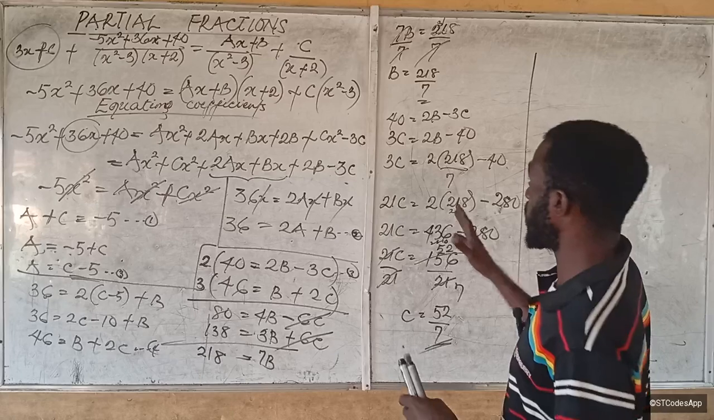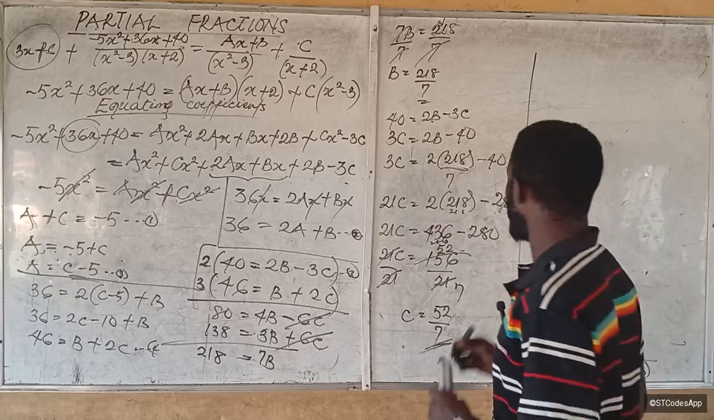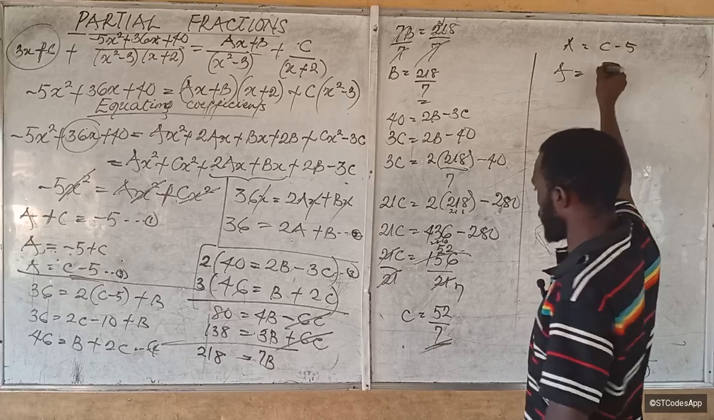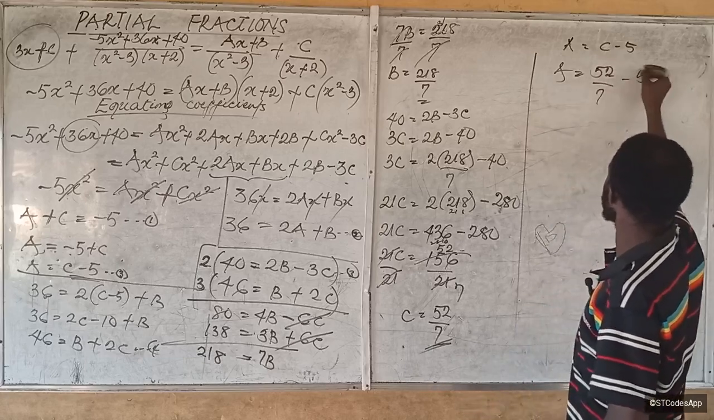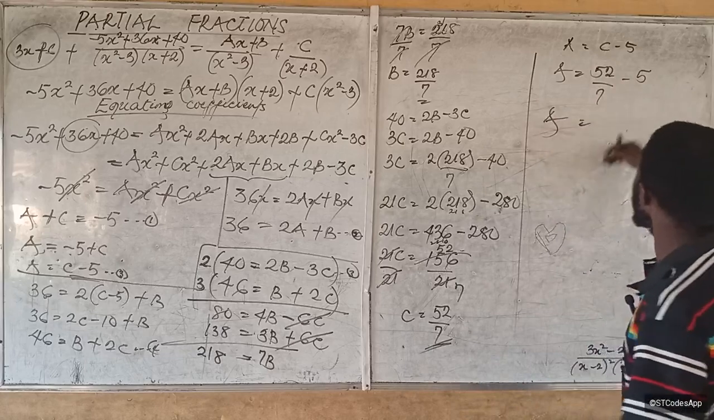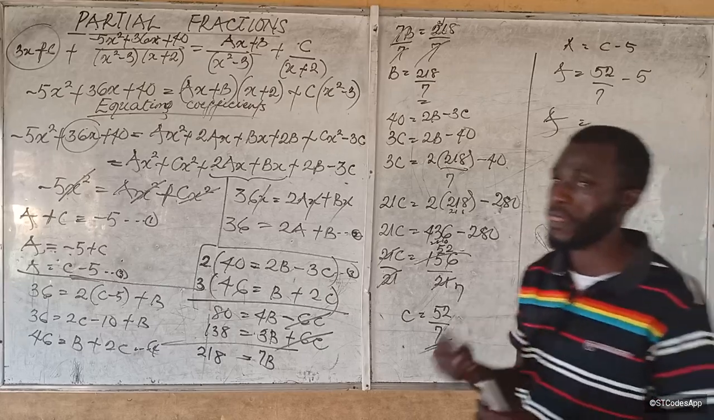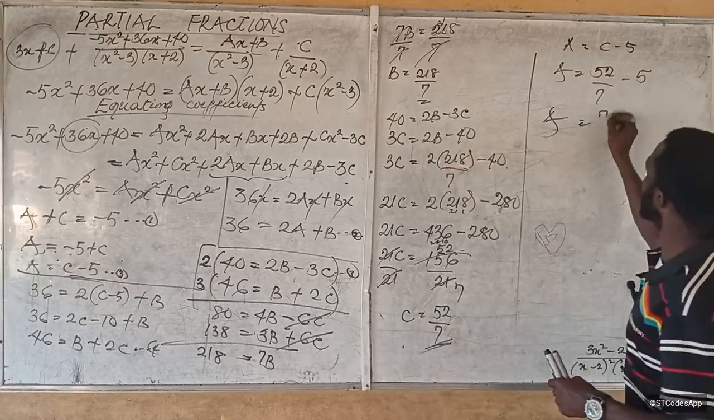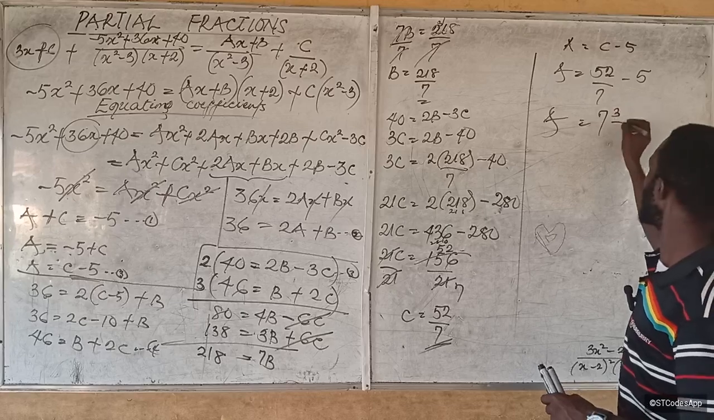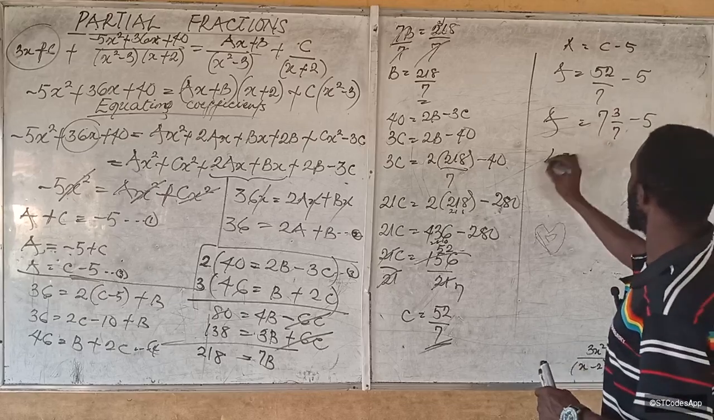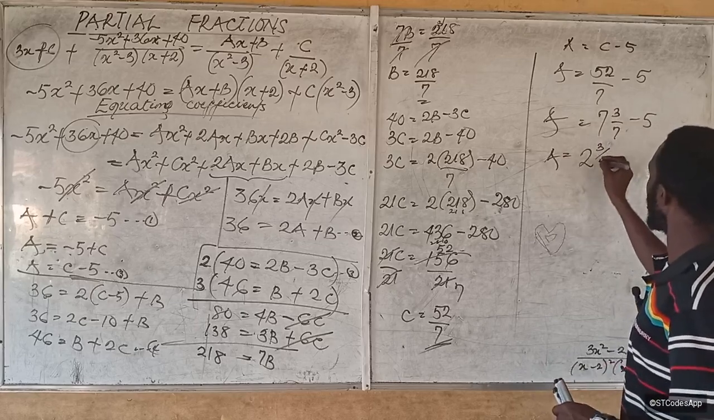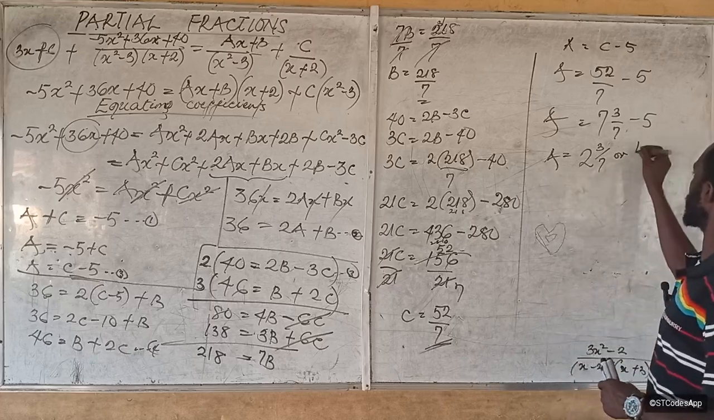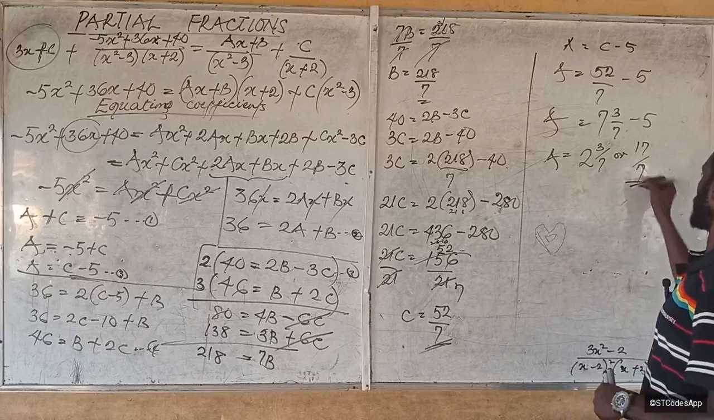All right, so we have had our B and C answers. So what is our A? Recall from there that A is equal to C minus 5, and our C is this. So here, A therefore will be 52 over 7 minus 5. What is 52 over 7? That's 49 over 7, which is 7 whole number, plus 3 over 7, minus 5. So easily I'll say A equals 2 whole number, 3 over 7, or 2 times 7, 14 plus 3, 17 over 7. All right, so this is going to be our A value.